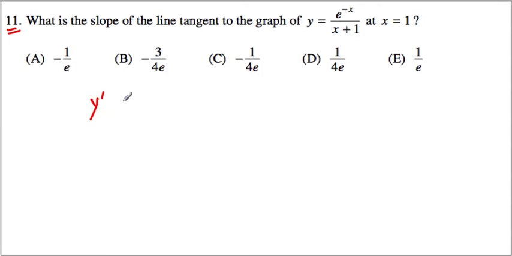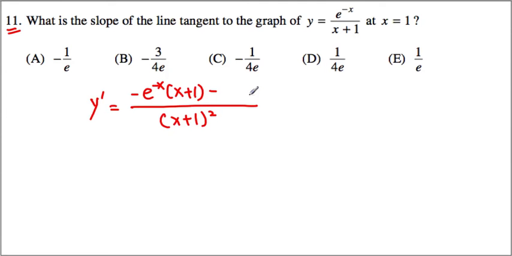What is y prime? Here in this case we have to use the quotient rule. So we're going to have the denominator squared, and then we're just going to get the derivative of the top, which is negative e to the negative x, times the denominator, minus the top times the derivative of the bottom, which is simply equal to 1.